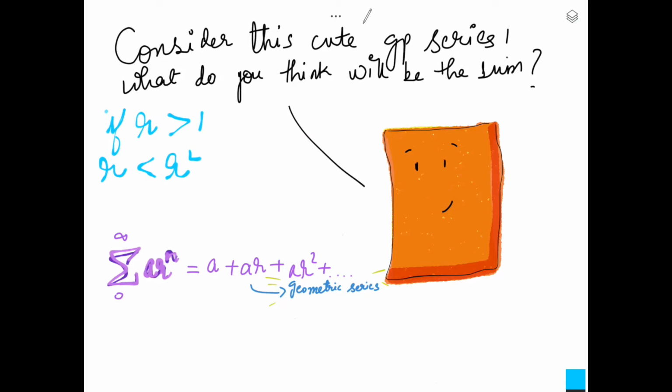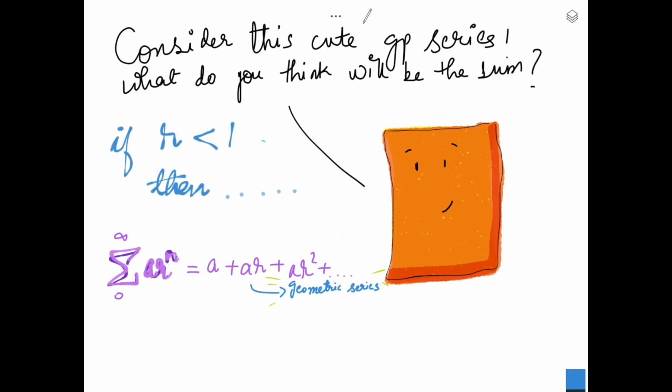Let's break this down to two parts. If r is greater than 1, then r square is obviously greater than r, and r cube is greater than r square, and so on, which means that every term that you're adding is actually a bigger term. So quite clearly you can see that this would diverge and would tend to infinity. Well, let's consider the more interesting case of r less than 1.